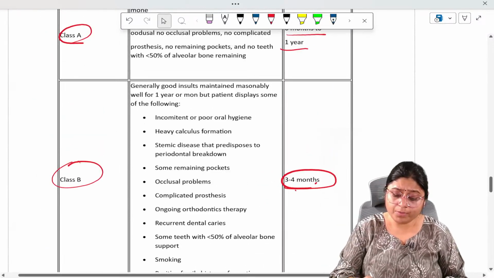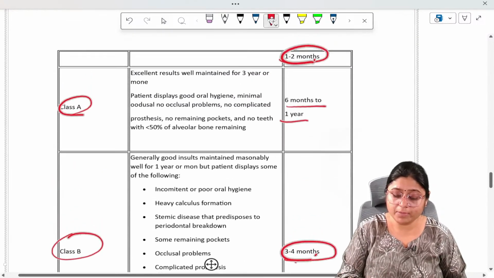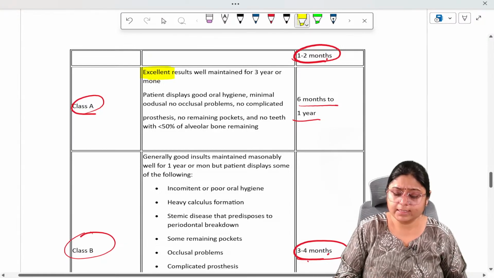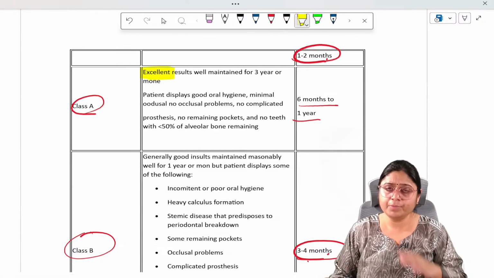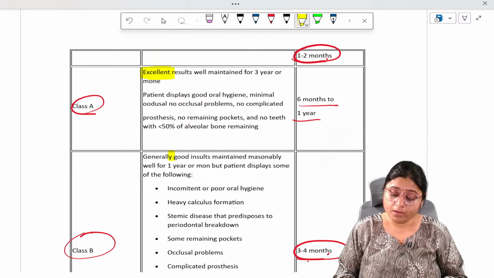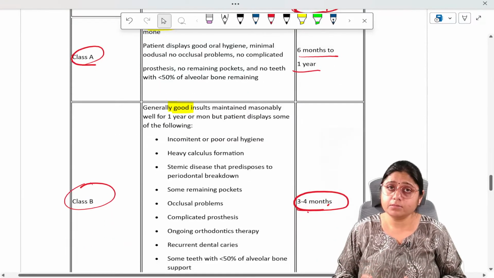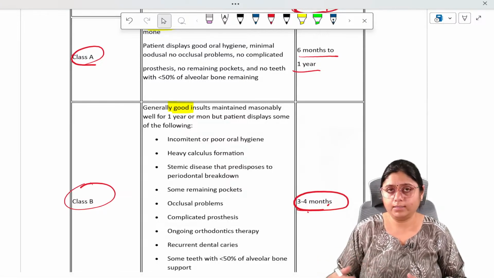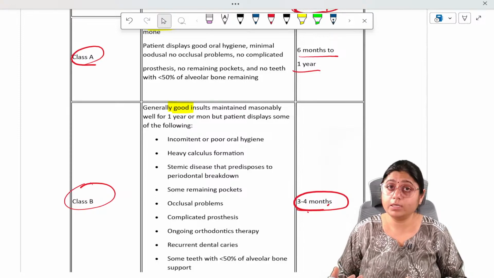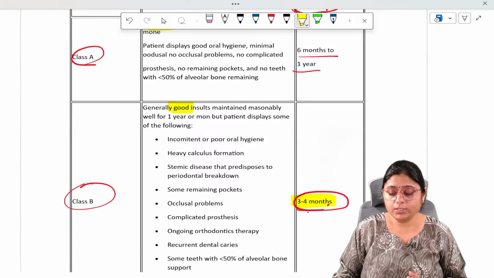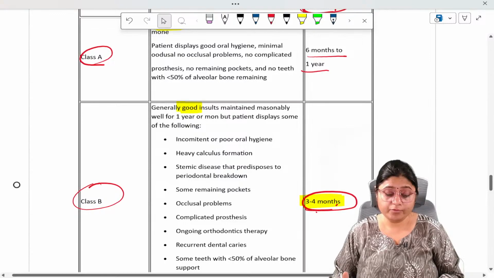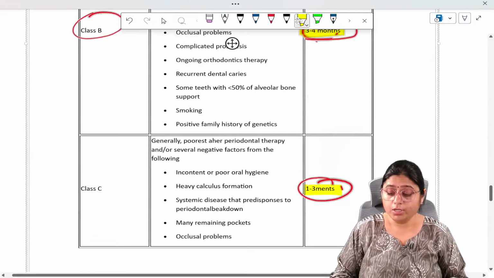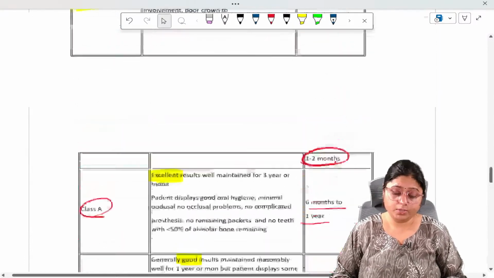Now here you don't need to remember everything. If the patient maintains excellent results in the first year, recall the patient at 6 months to 1 year. Good results: the patient has some systemic disease, but still the pockets are good, the bone loss is not increasing, and the patient is maintaining good hygiene. Recall the patient at 3 to 4 months. But if you feel that the patient needs to be motivated and has uncontrolled diseases, then recall the patient at 1 to 3 months.